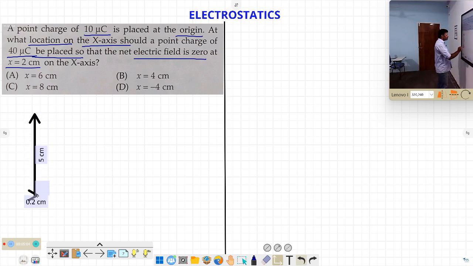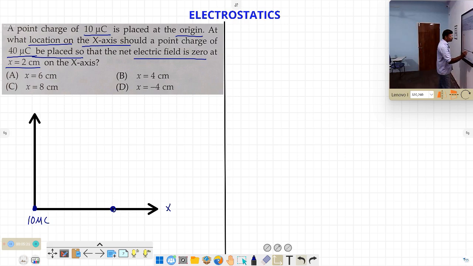So this is the coordinate system I have chosen. Now in the coordinate system, the first charge is taken at the origin. This is the origin place. At this origin, what is the charge we have? 10 microcoulombs. Now this is the x-axis. On this x-axis, we have to keep another charge of 40 microcoulomb. At what distance? We don't know that. R is the distance. This distance R is what they are asking to find.